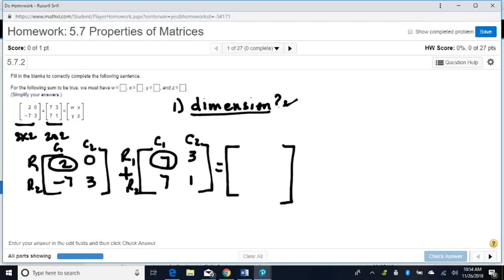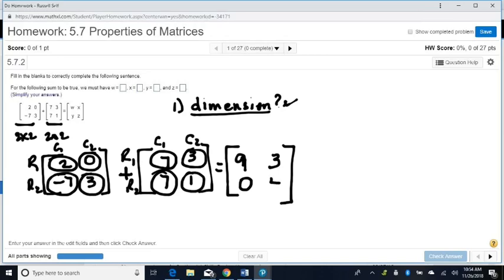So 2 and 7 are going to combine to make 9. Then, move to the next one. We'll take this 0 and this 3. 0 plus 3 makes 3. Move to the second row. Negative 7 plus 7 makes 0. And then finally, 3 and 1 combine to make 4.